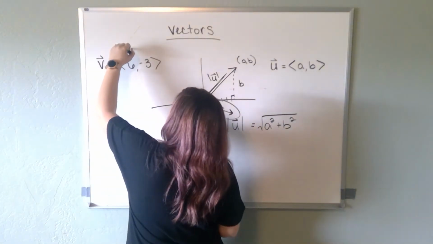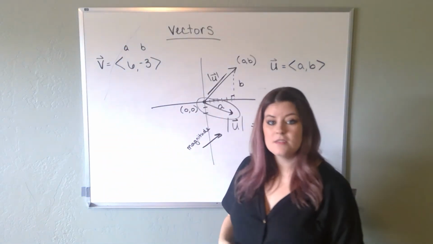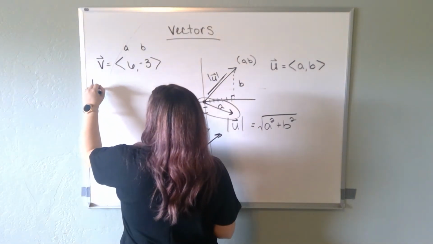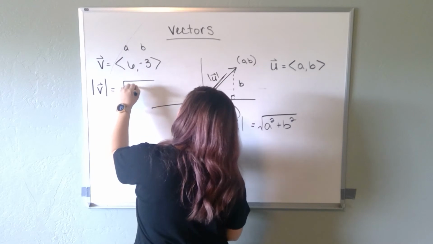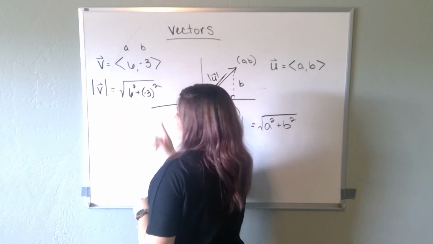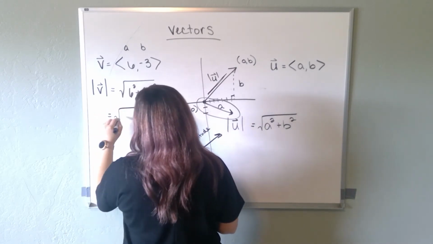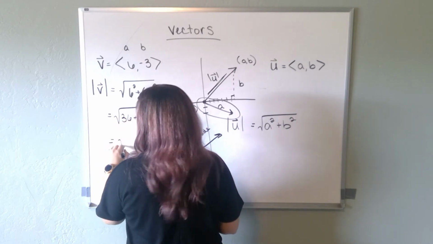So you guys, in component form, your first number is a, your second number is b. Just do the square root of a squared plus b squared. So the magnitude of v is the square root of 6 squared plus negative 3 squared. Careful when you square that negative, you know it's going to be positive. Well, you get the square root of 36 plus 9. That's the square root of 45.